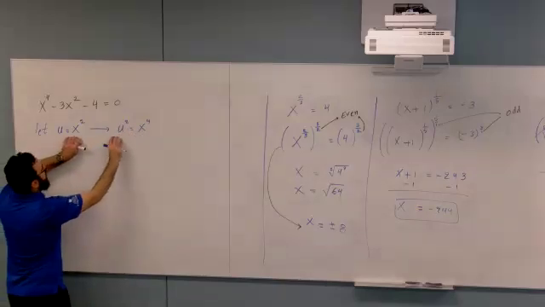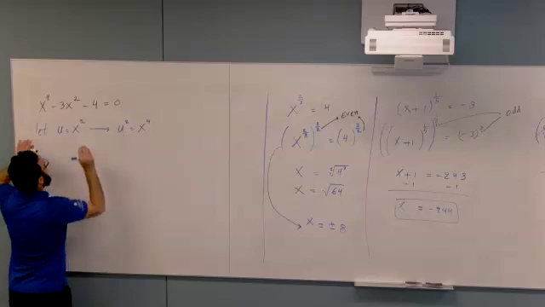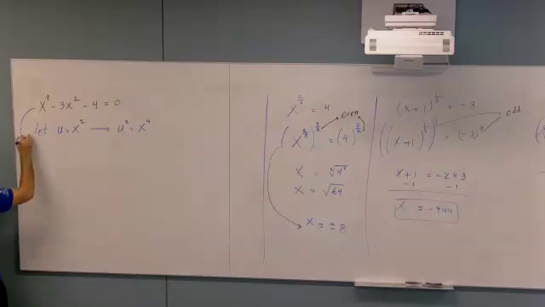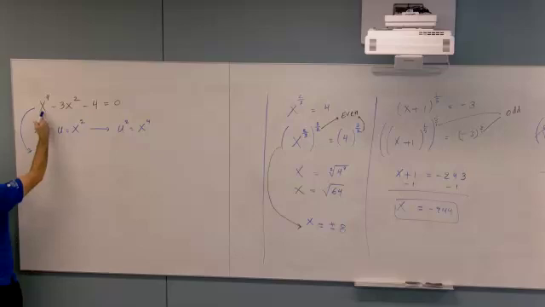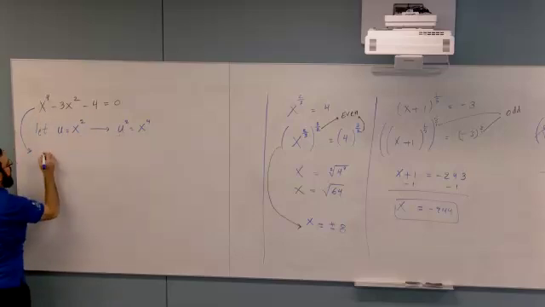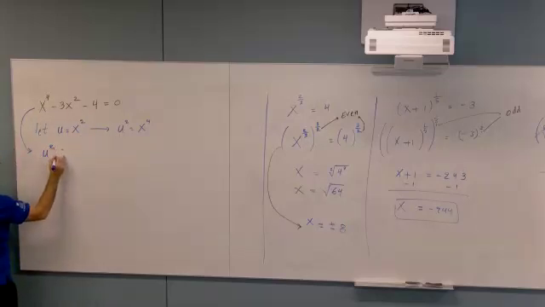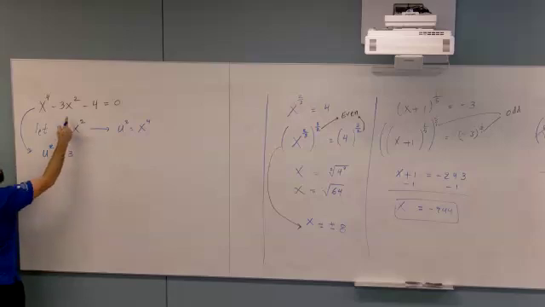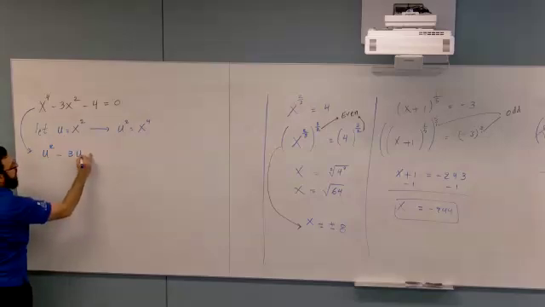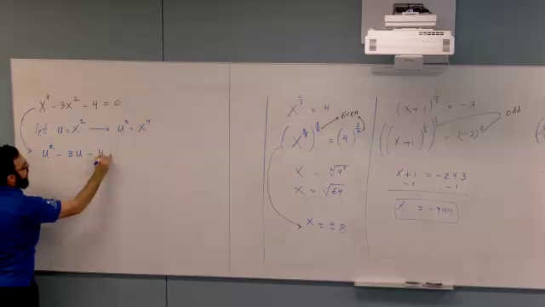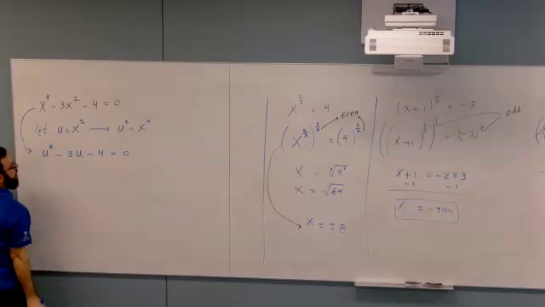I'm going to go back and plug in everything here. So the new equation is going to be x to the power 4, which is u squared, minus 3x squared, which is minus 3u, minus 4. I write down 4, so it looks like 4, not 3. Is that okay?